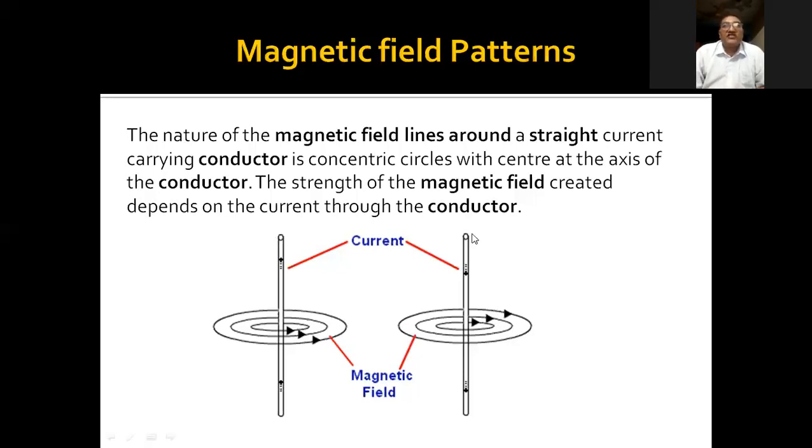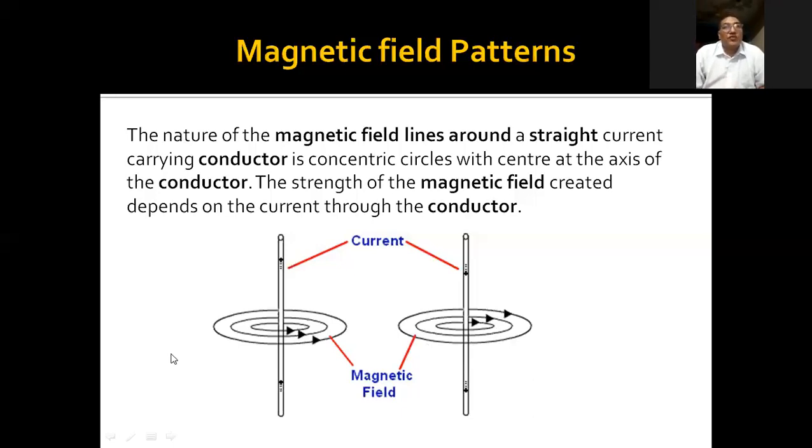Here in this diagram, you can see the current is going towards the bottom of the page. The current is going downward, and it's a straight conductor. The magnetic field is created around it, and the magnetic field is circular. Magnetic field lines are represented with concentric circles, and we have shown arrows on these circles. The arrows on these circles show the direction of the magnetic field, and here the direction of the magnetic field is clockwise.